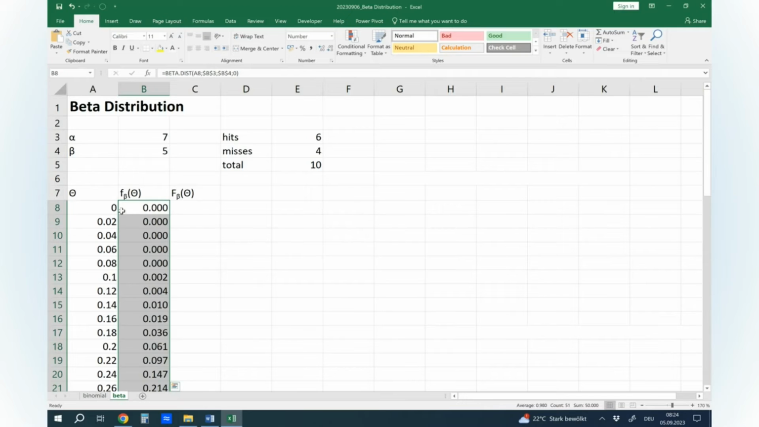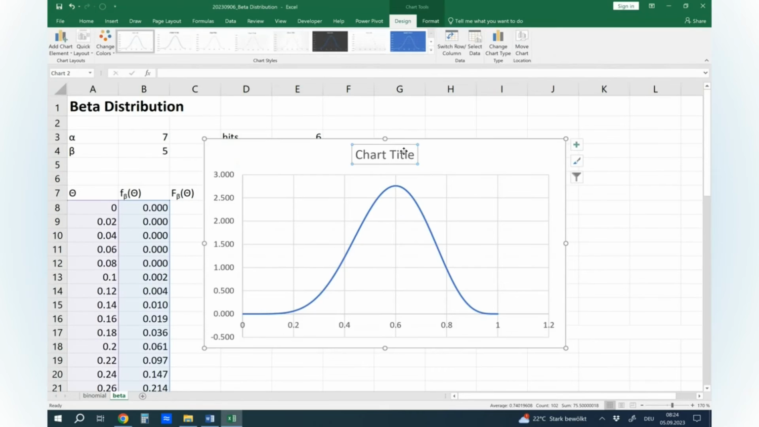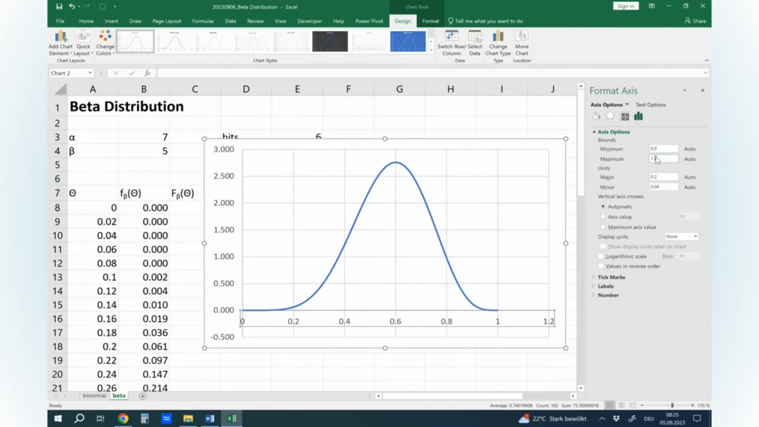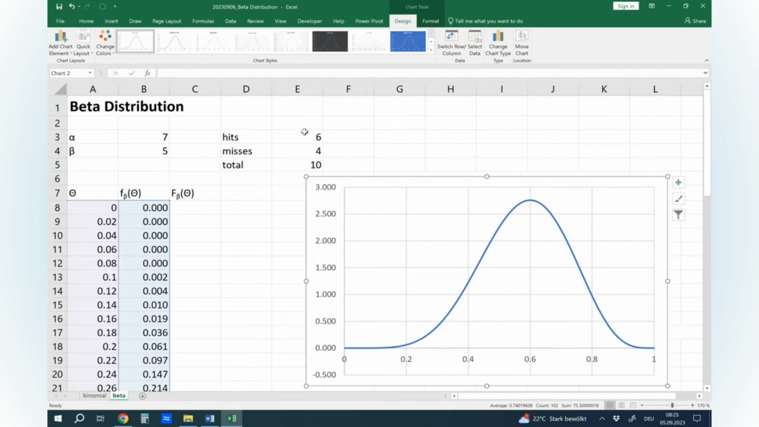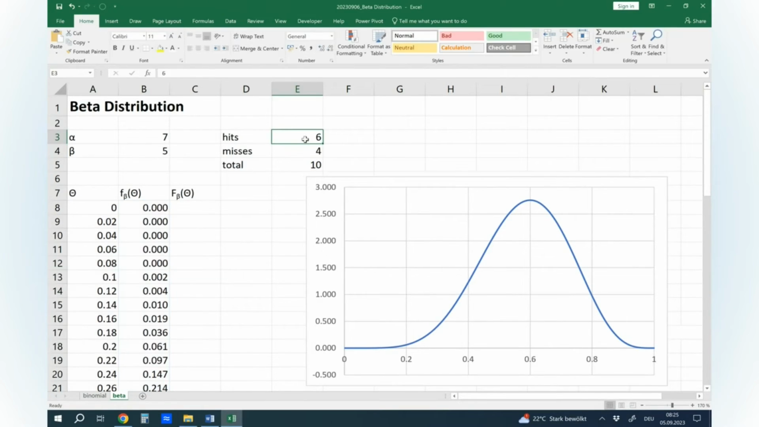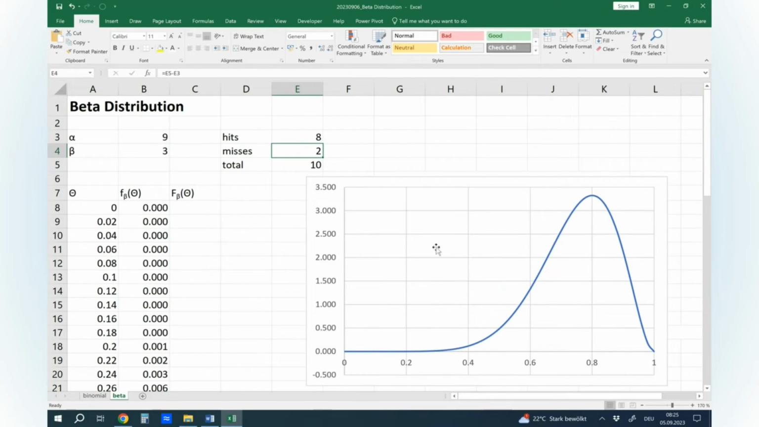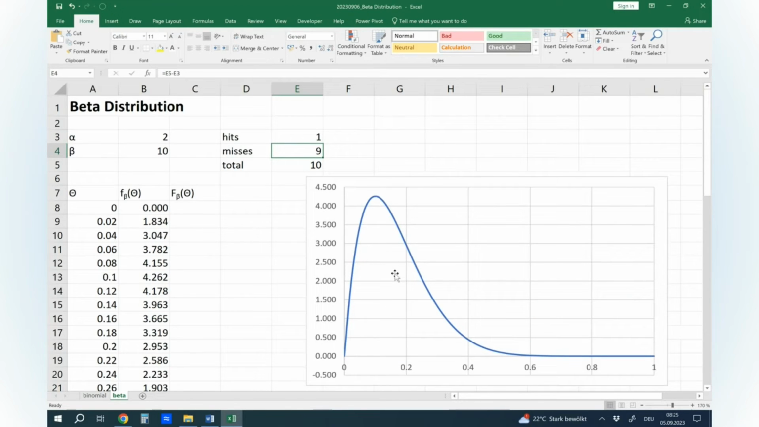I use these values to generate a continuous curve in the diagram, resembling a skewed right normal distribution. Given the observations, we expect the peak to occur around a hit probability of 0.6, which is indeed the case. If we had observed 8 hits and 2 misses, it would be skewed more to the right. And if we had observed 1 hit and 9 misses, it would be skewed to the left.